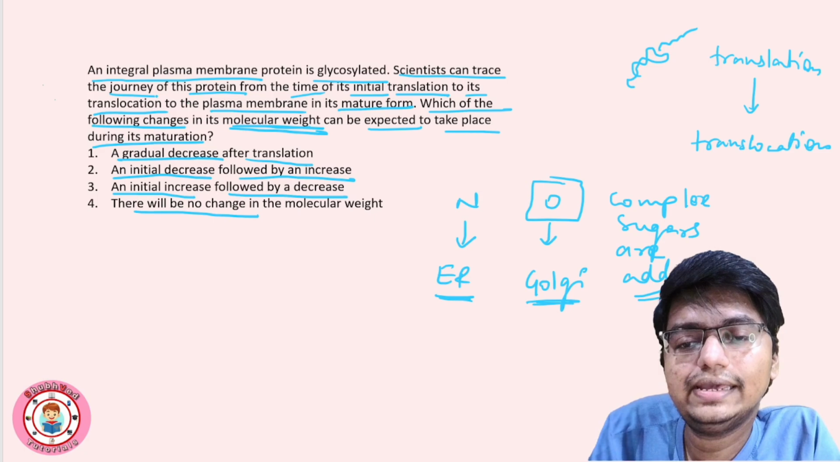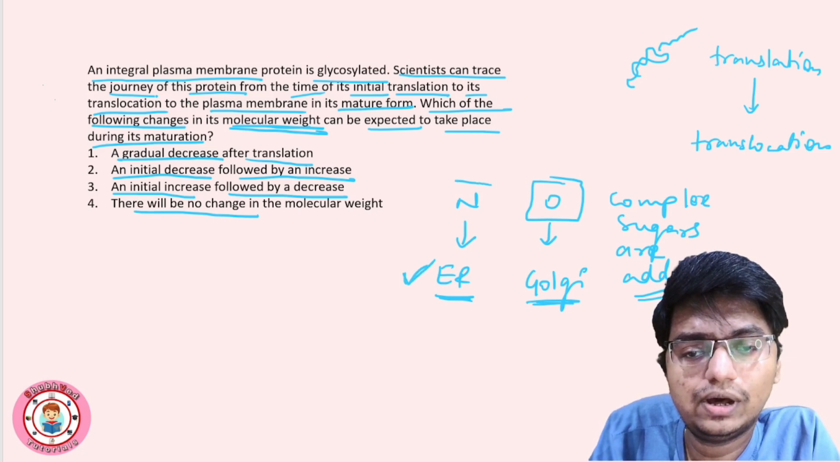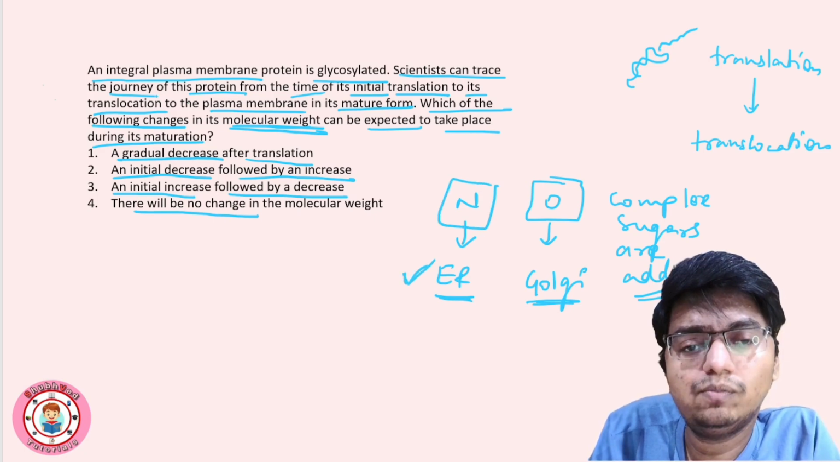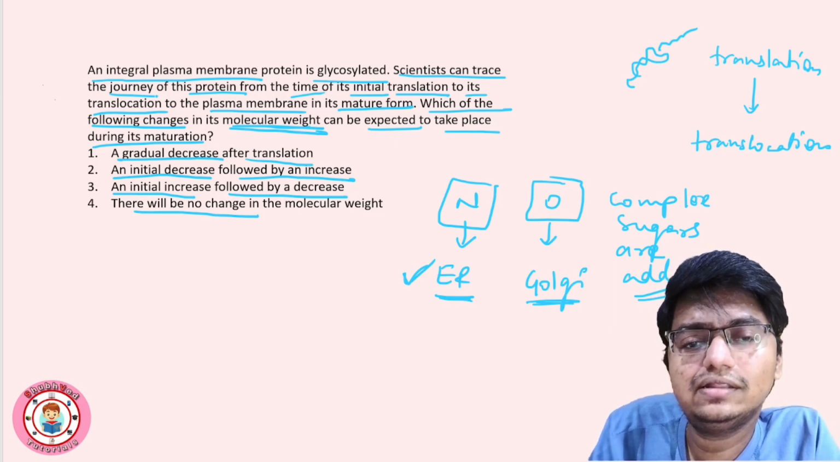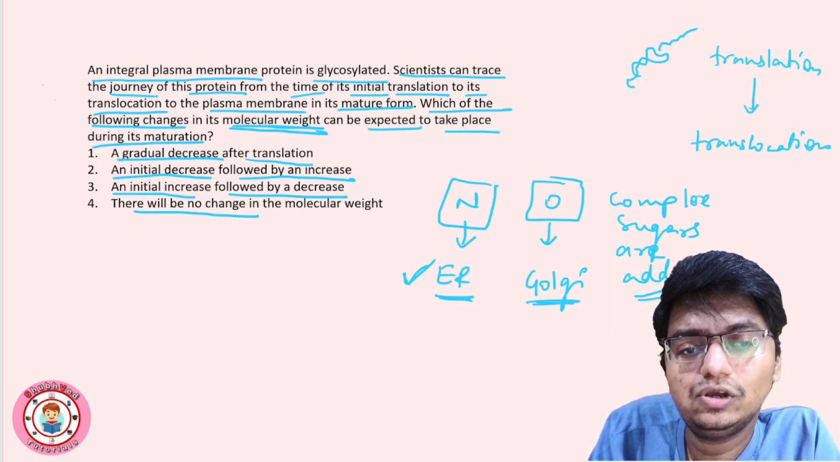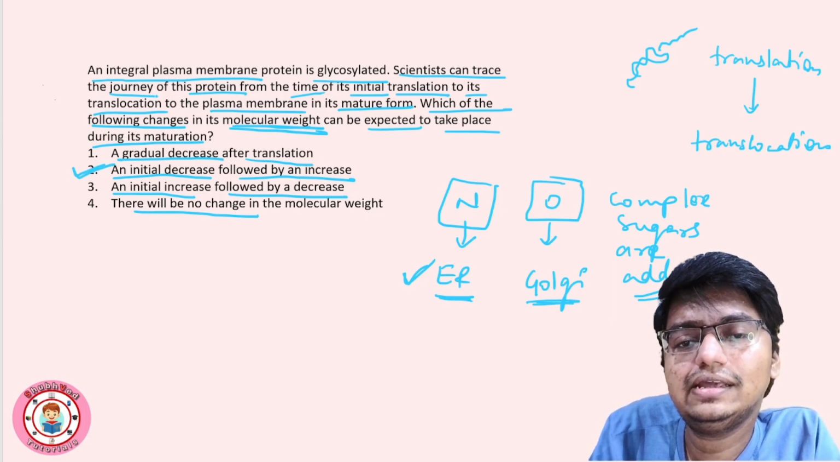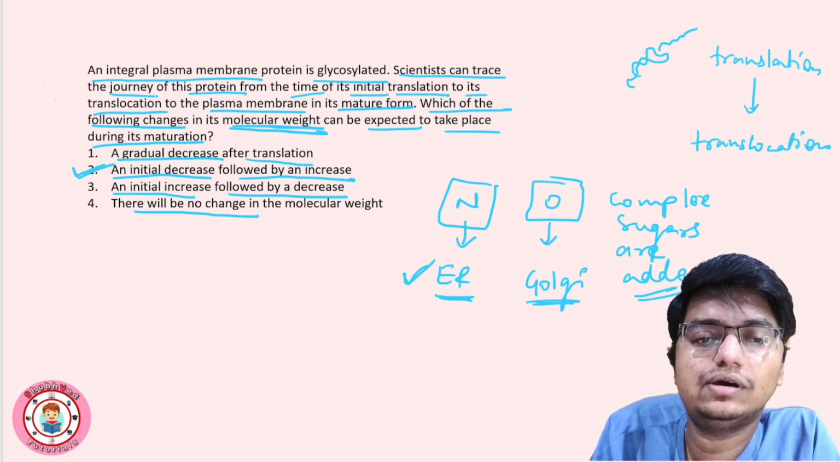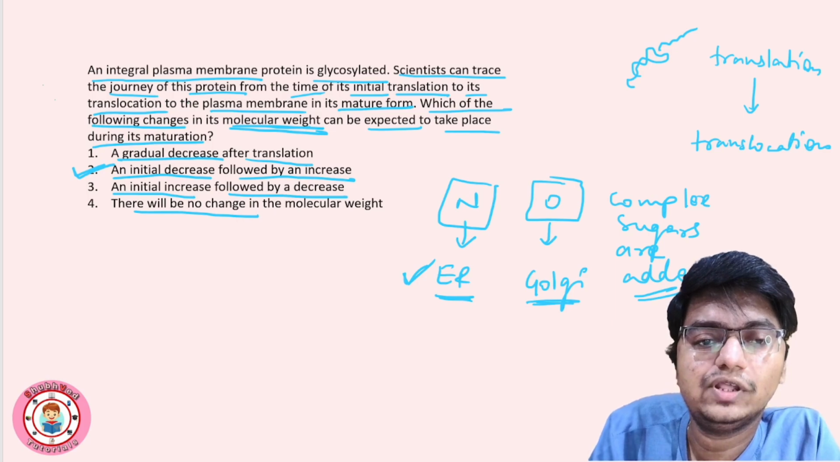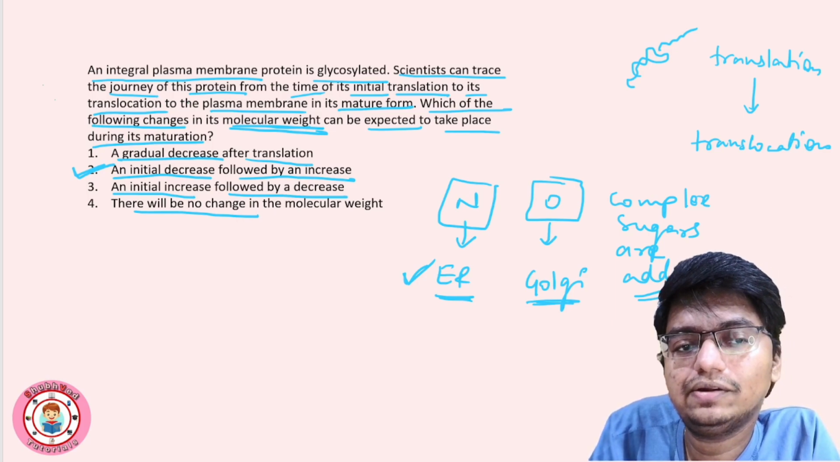So N-linked happens in the ER, and after modification in the Golgi, complex sugars are added. Then initially the molecular weight will decrease, and then it will increase after addition of complex sugars. Okay, so option 2 will be correct.